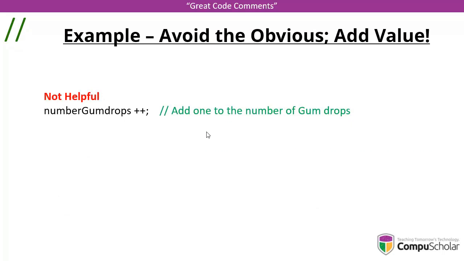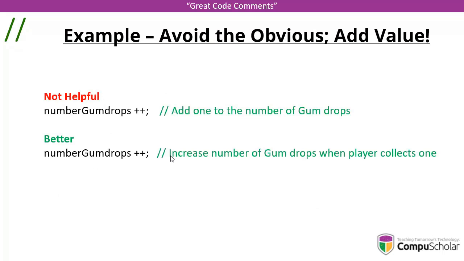So how could you make that better? You might rephrase that in a way that tells you why you're doing it. So we're going to increase this number by 1 when a certain event happens. So giving some context to what's going on, if you want to comment a line of code that's by itself pretty obvious, is usually the better way to go.